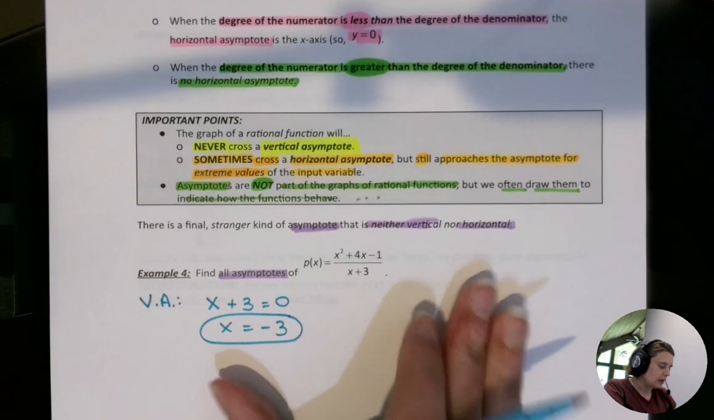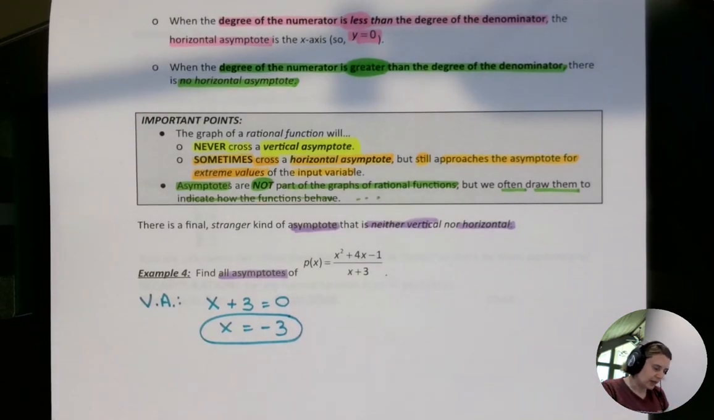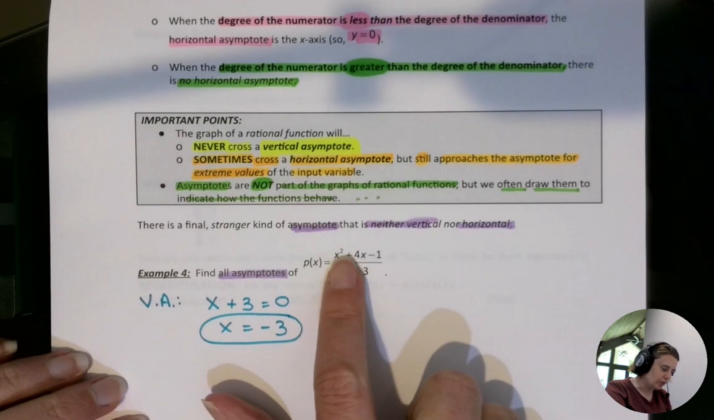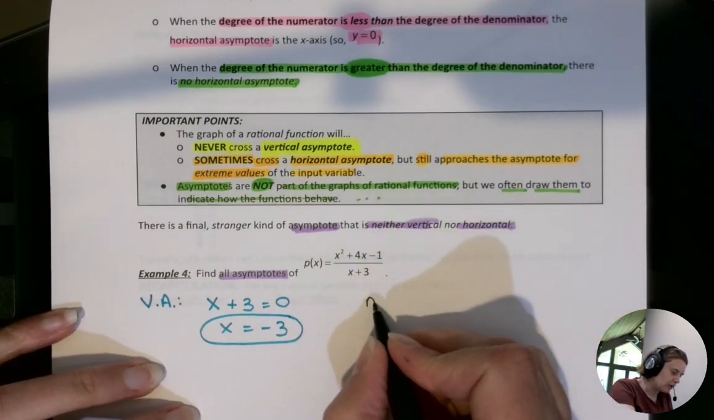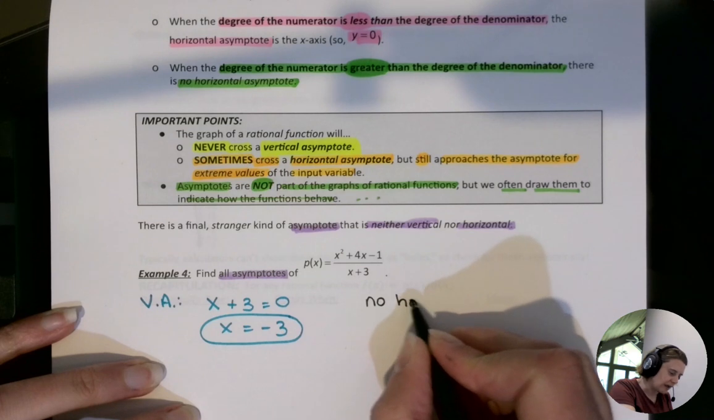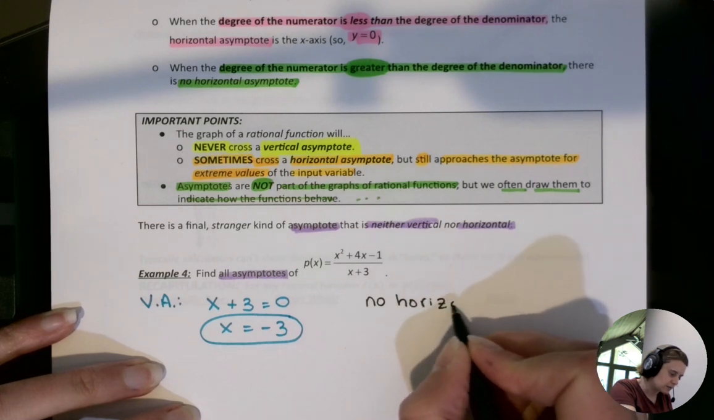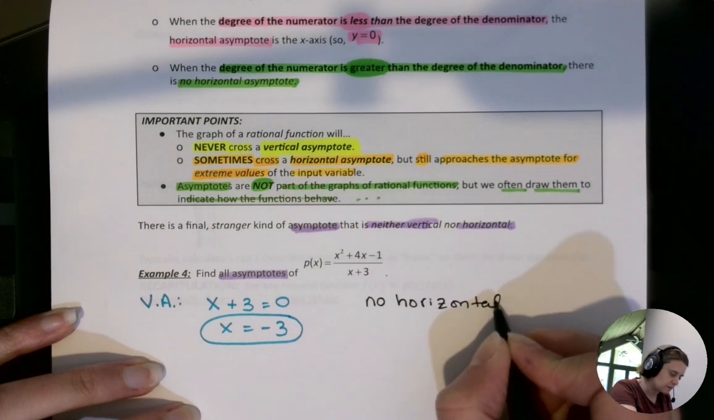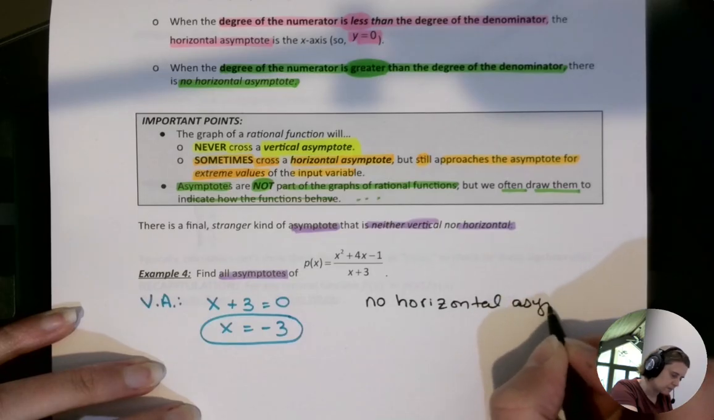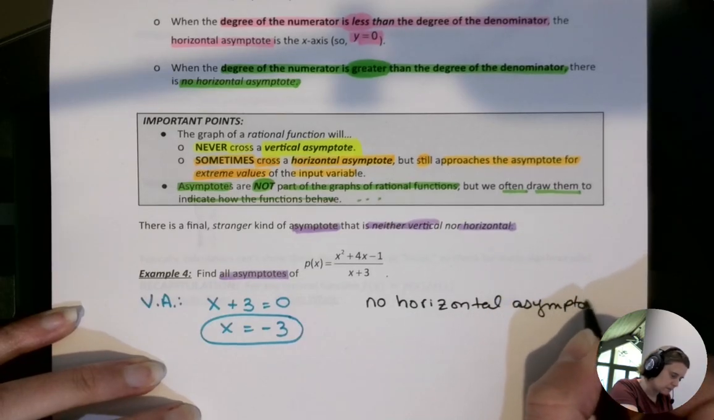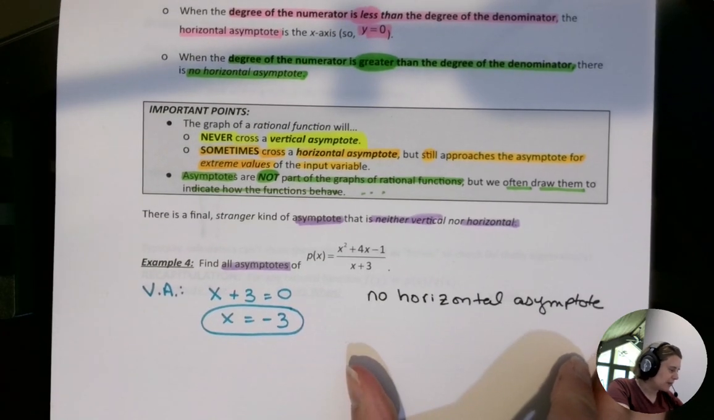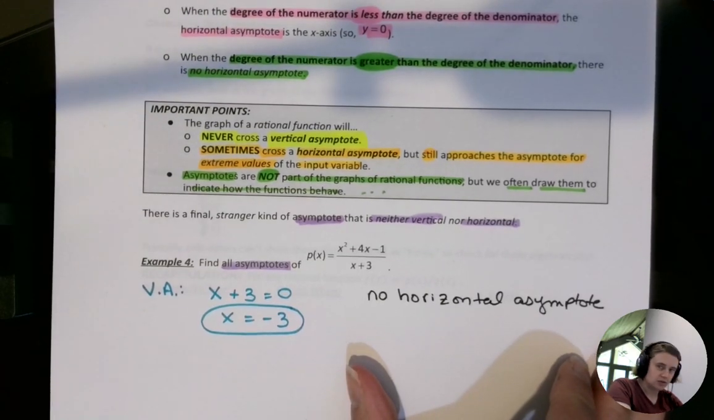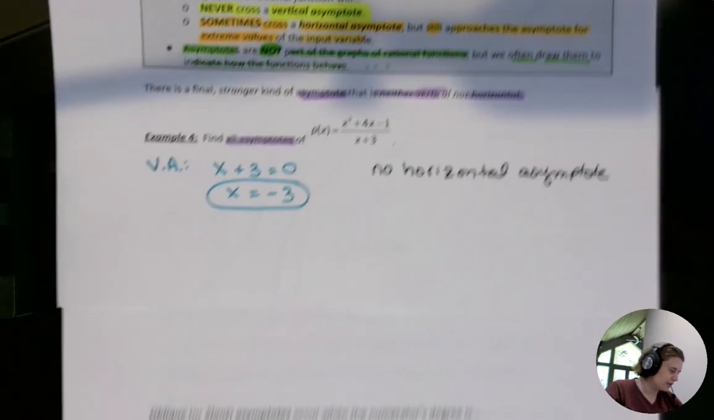Okay. Now, in terms of horizontal, the degree of the numerator is higher than the degree of the denominator, so we know that there is no horizontal asymptote. But there is going to be another type of asymptote. My graph appears on the next page. Yours is probably on the same page. Mine just didn't print very good today.